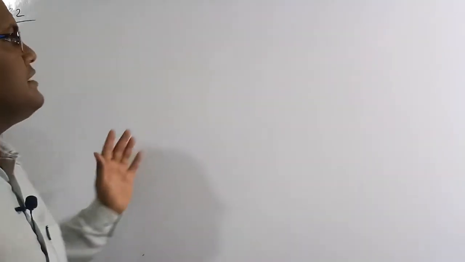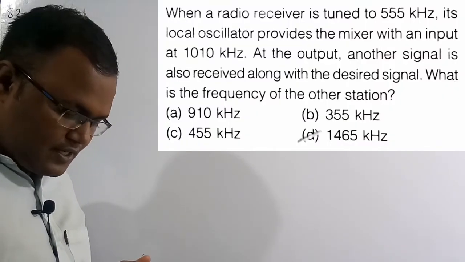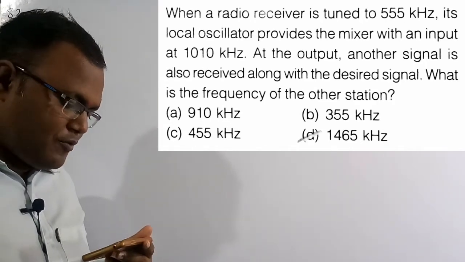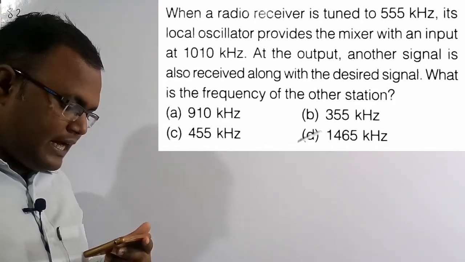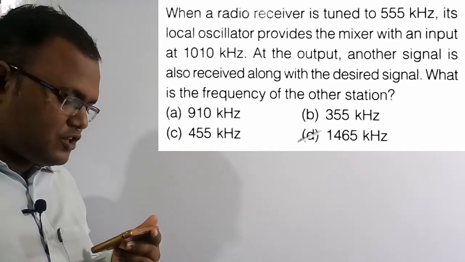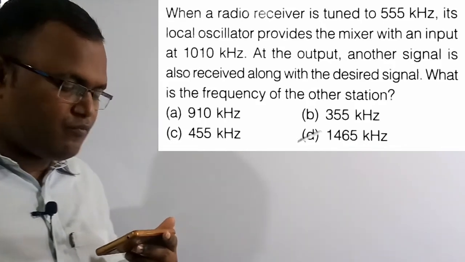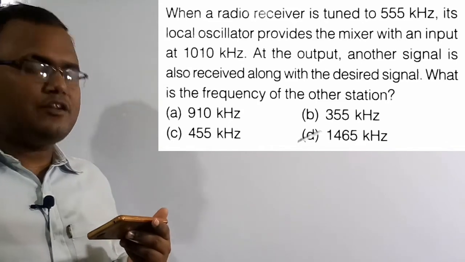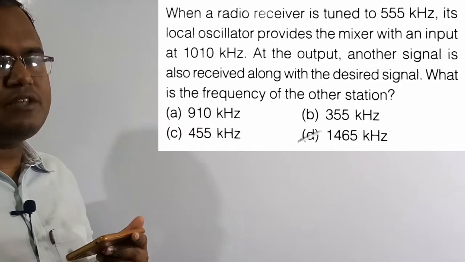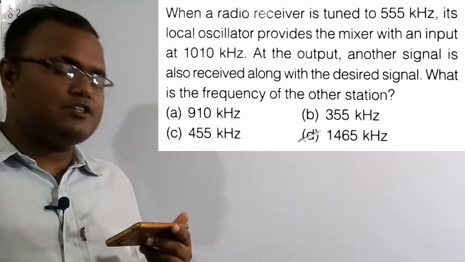Now we are going to solve the 82nd question. See the question here. When a radio receiver is tuned to 555 kilohertz, its local oscillator provides the mixer with an input at 1010 kilohertz. At the output, another signal is also received along with the desired signal. So what is the frequency of the other station? In the question, the incoming signal frequency is 555 kilohertz and the local oscillator frequency is 1010 kilohertz, and we need to find the image signal frequency. Of the four options, option D, which is 1465 kilohertz, is the correct solution of this question.